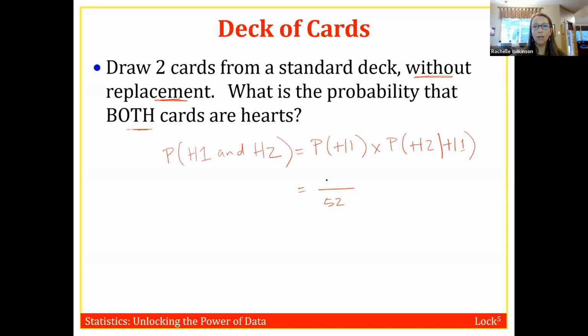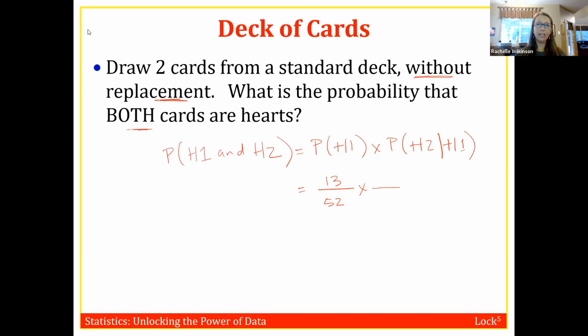So the probability of drawing a heart on the first draw is 13 out of 52. All right, now let's say we drew a heart the first time. Now we're holding it in our hand. We're going to reach into the deck and draw another card out. Now that we've already got a heart the first time, how many hearts are left in the deck?